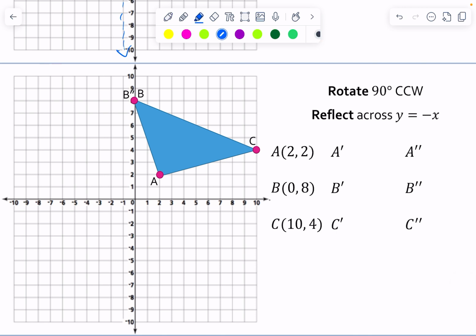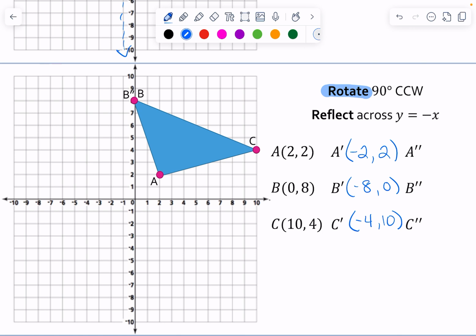All right, let's try another one here. So the first one we're going to do is a rotation of 90 degrees counterclockwise. So to do that, remember the ordered pair is we swap the x and the y, but this time we make the y value negative. So 0, 8 is going to become negative 8, 0. And 10, 4 is going to become negative 4, 10.